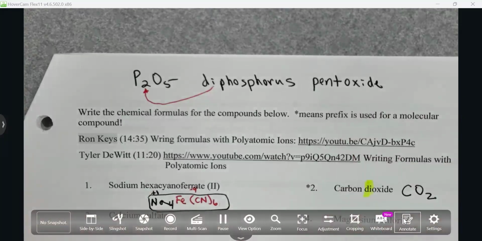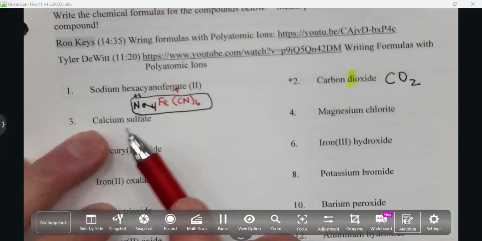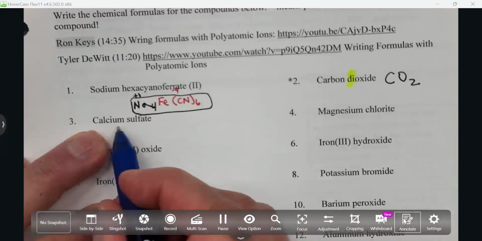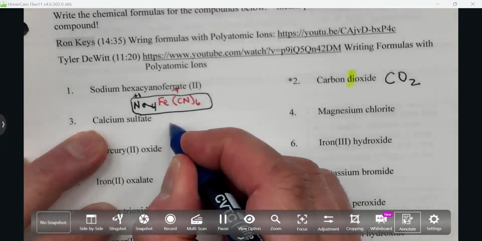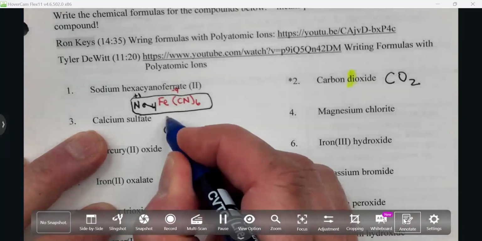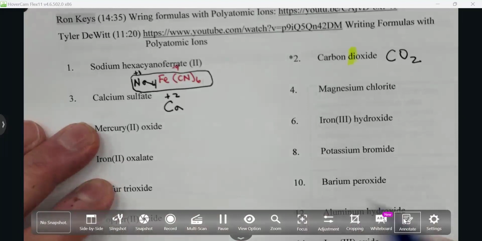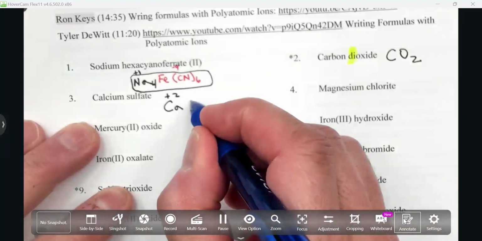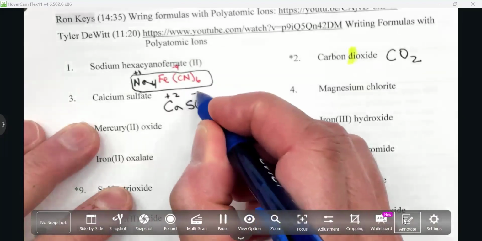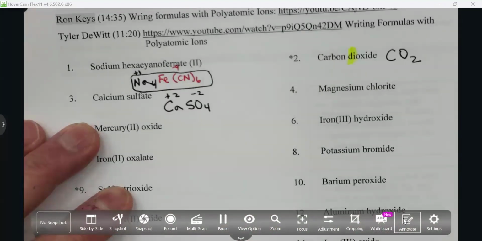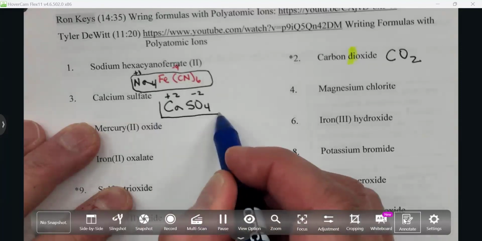All right, let's do number 3. Ca. Calcium, Ca, what charge? +2, it's in group 2. Sulfate, SO4 -2. So +2, -2, we're done, correct?